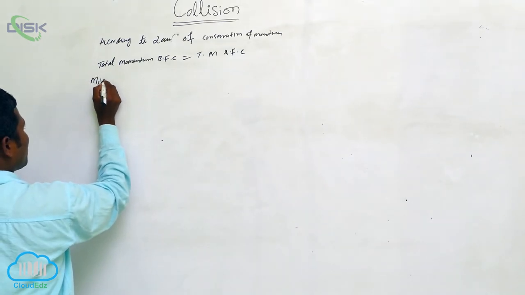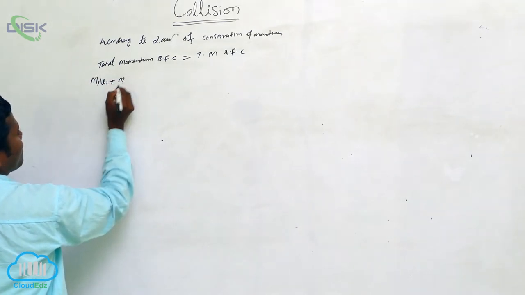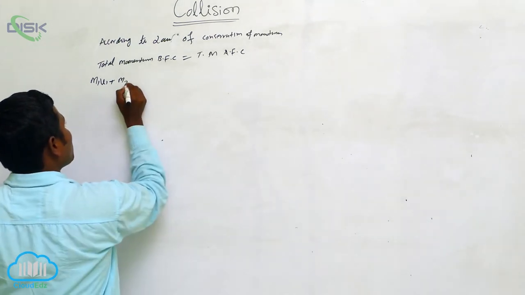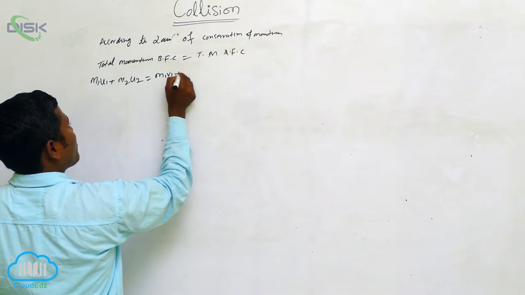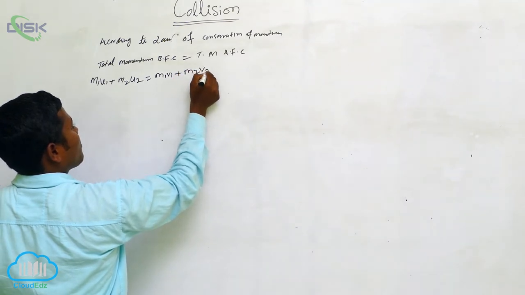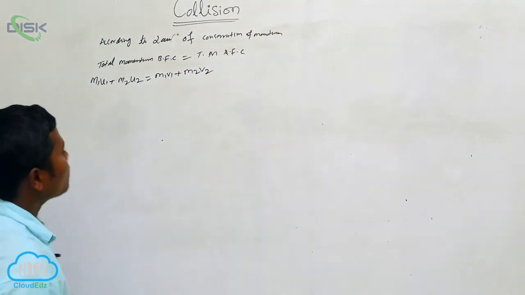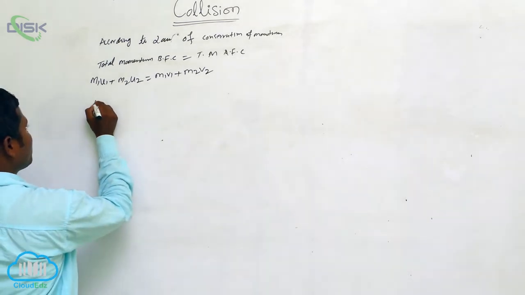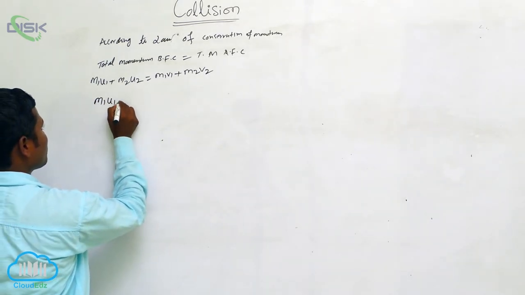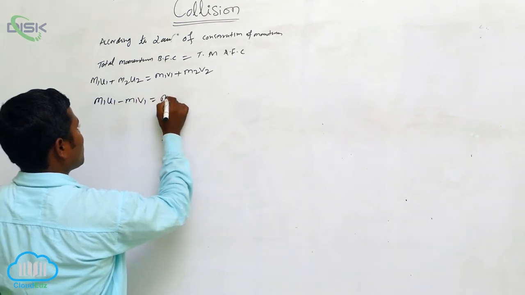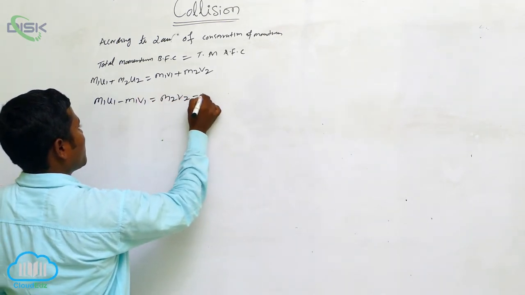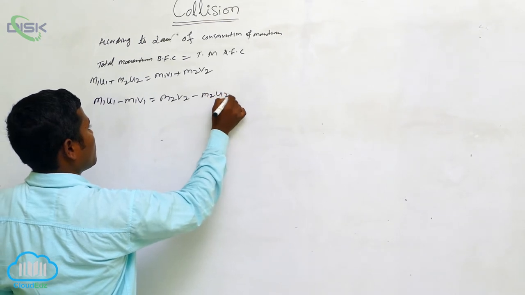M1 U1, next M2 U2, equals M1 V1 plus M2 V2. From the diagram, we can write this. So bring the M1 terms to one side. Next, M2 V2 minus M2 U2.